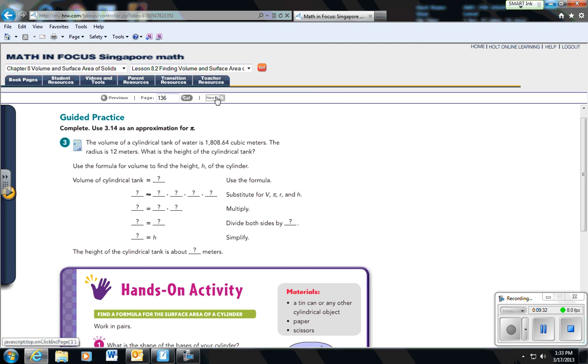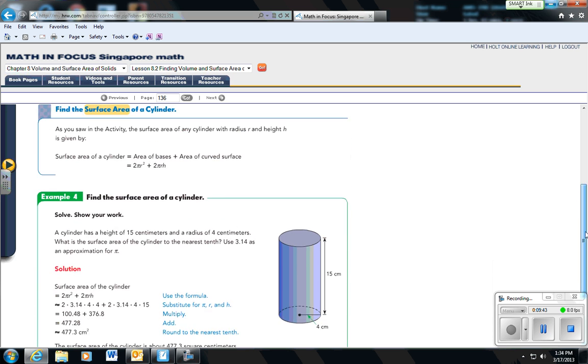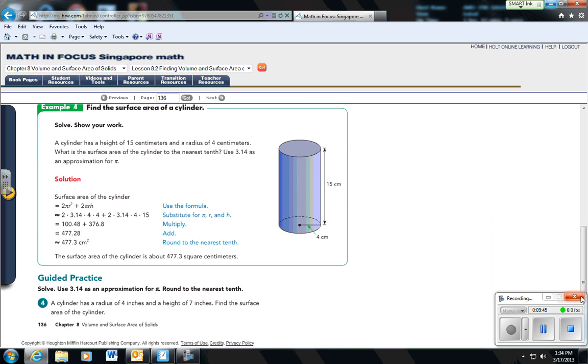Okay, let's go to the next page. On number 4 there, guided practice number 4, we are finding the surface area of the cylinder. So to find the surface area of a cylinder, this is your formula there. It's 2 times pi times r squared.